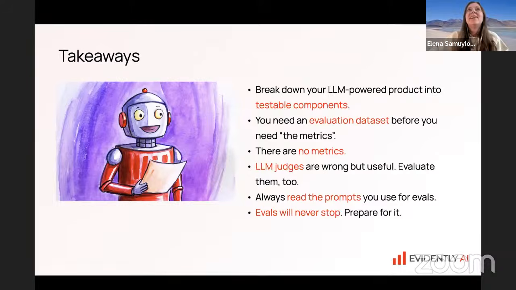So these are my takeaways for today. If we try to summarize it, first, break down your LLM-powered products into smaller components. Like I said, if you have a complex chatbot, maybe you can have intent detection as a part of it, then test it separately. Two is you always need an evaluation data set, even before you need the metrics. And frankly, there are no metrics here because we're not talking about things like accuracy. We are rather talking about custom criteria which are specific to a use case.